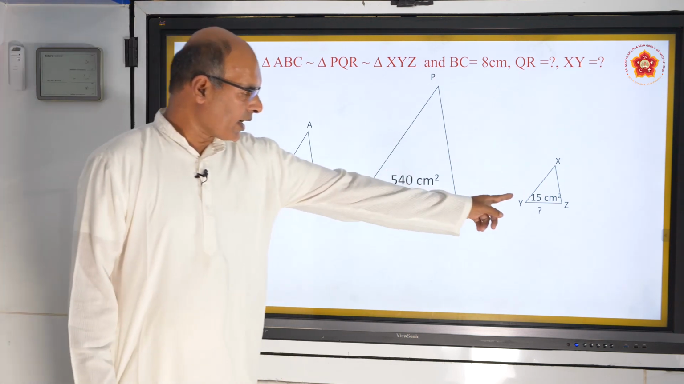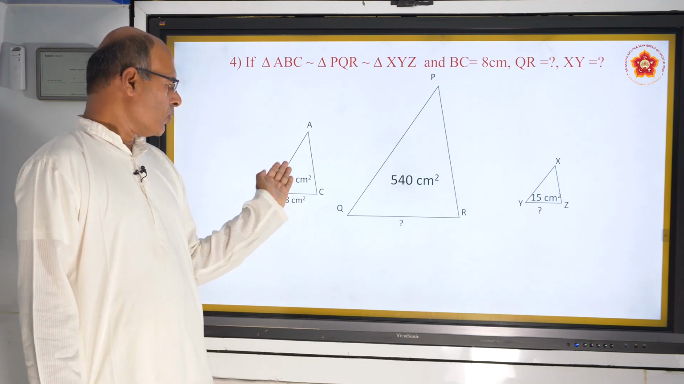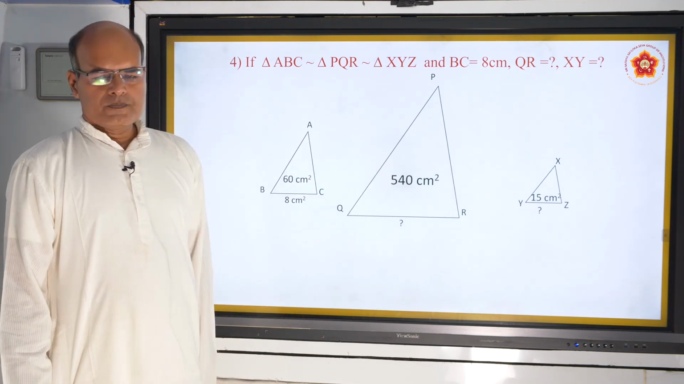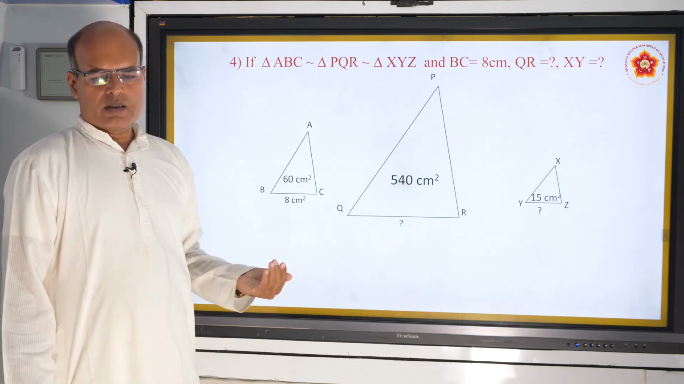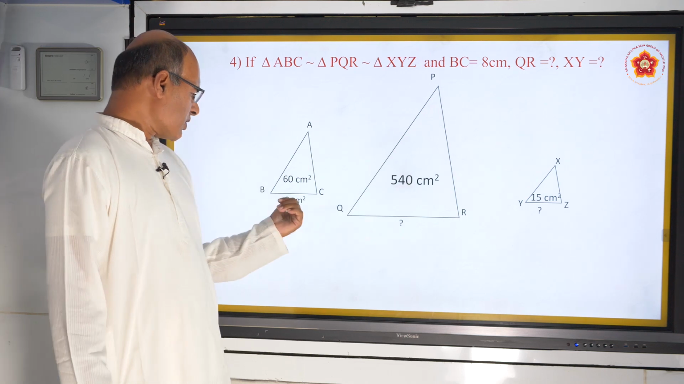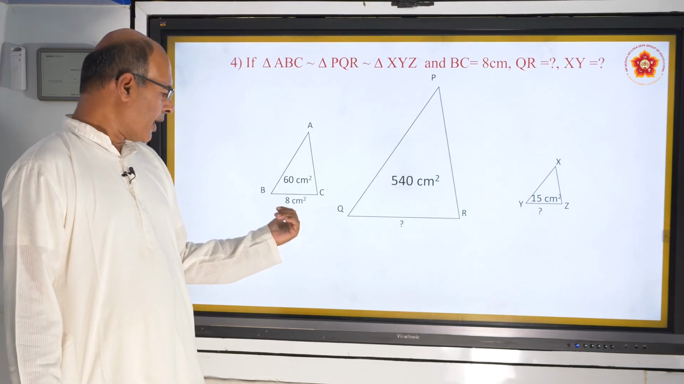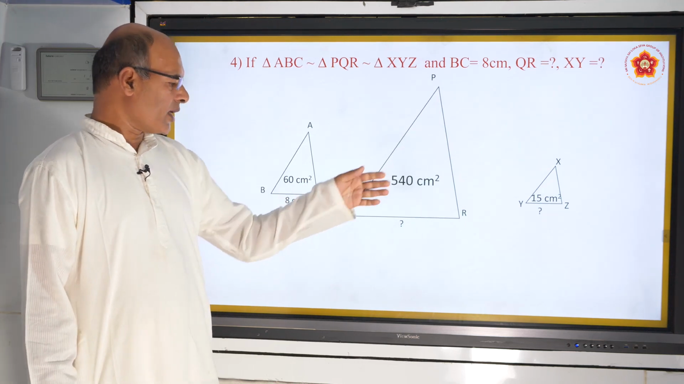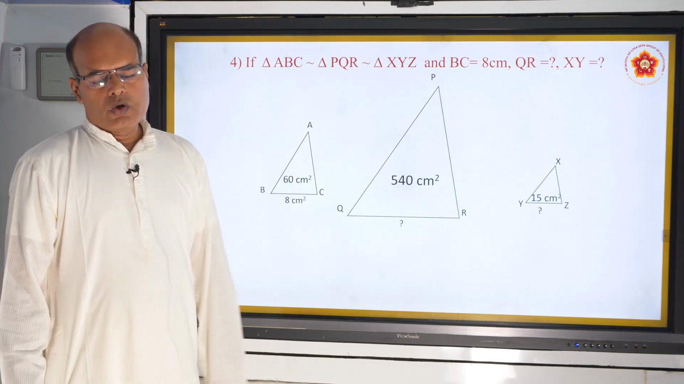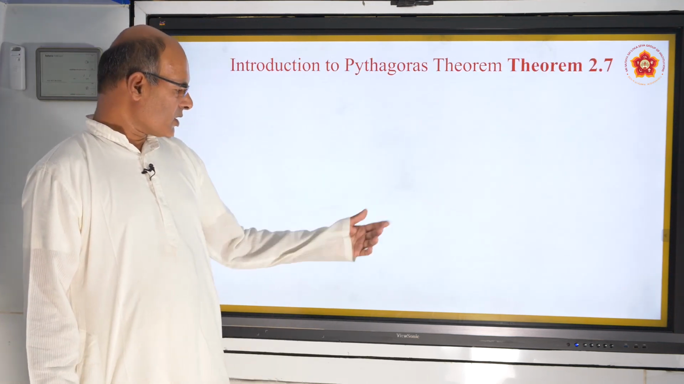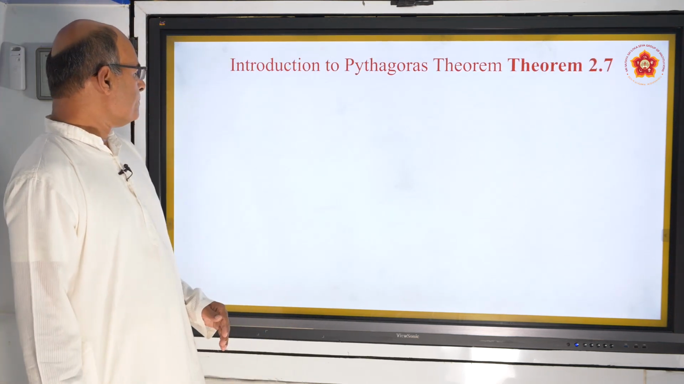This triangle and these triangles are in the ratio 4:1. 15 4s are 60. To get the 4:1 ratio, if the first term is 8, the second term must be such that the sides are in the ratio 2:1 according to theorem 2.6. Therefore, that must be 2 centimeter.